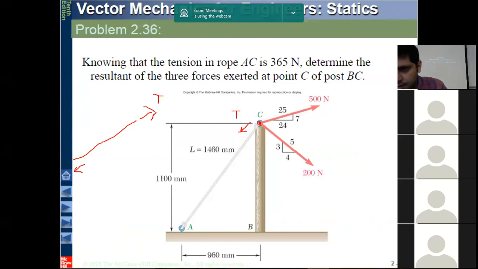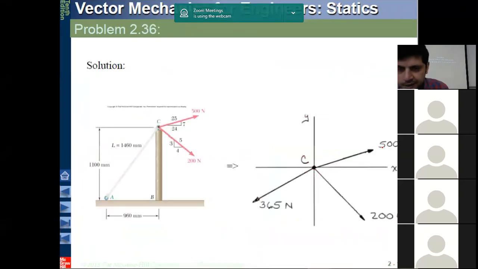Okay, so let's make it quick. Now we know the direction. The direction is along AC, we know the magnitude, and we have all the dimensions. So this would be the free body diagram of point C. You would get to this free body diagram all the time. So the first step of solving a statics question is to draw the free body diagram.